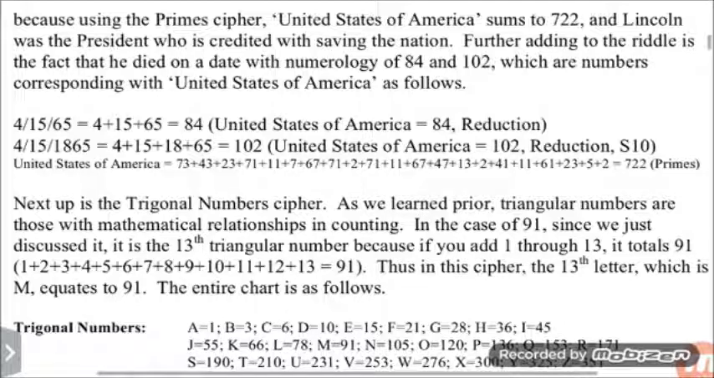Next up is the triagonal number cipher. As we learned prior, triagonal numbers are those with mathematical relationships in counting. In the case of 91, since we just discussed it, it is the 13th triangular number because if you add 1 through 13, it totals 91. 1 plus 2 plus 3 plus 4 plus 5 plus 6 plus 7 plus 8 plus 9 plus 10 plus 11 plus 12 plus 13 equals 91. Thus, in this chapter, the 13th letter, which is M, equates to 91. The entire chart is as follows.